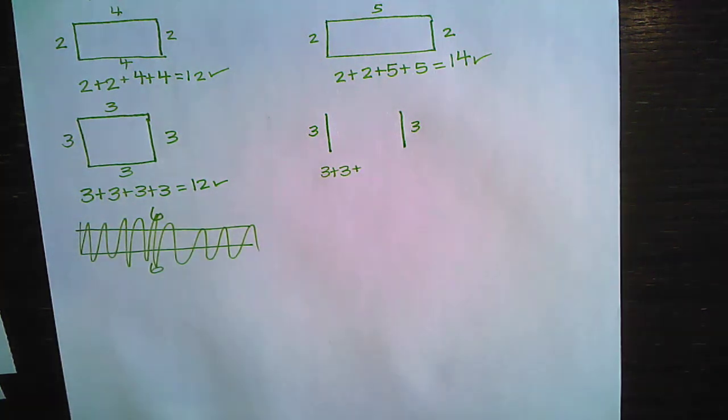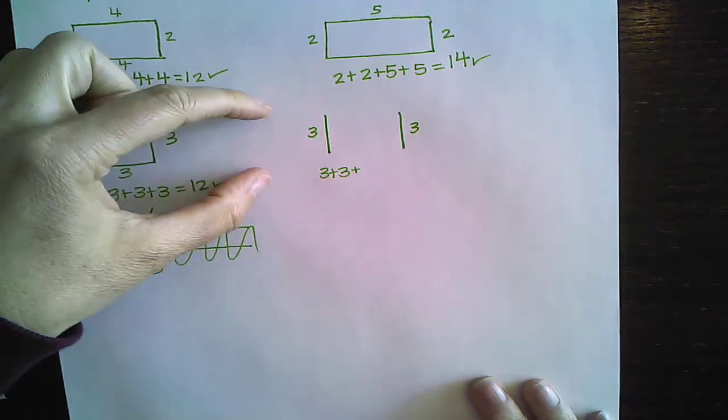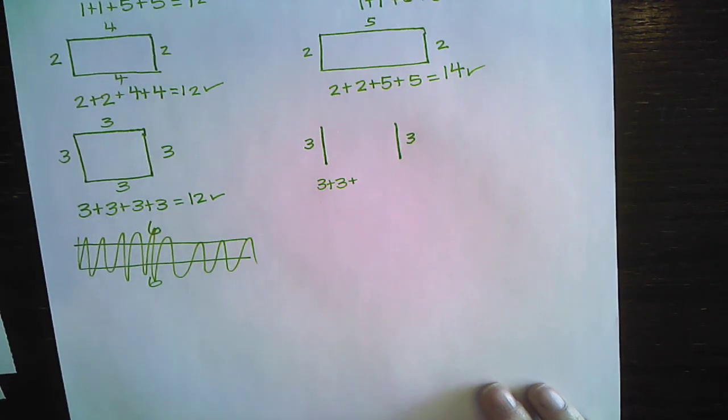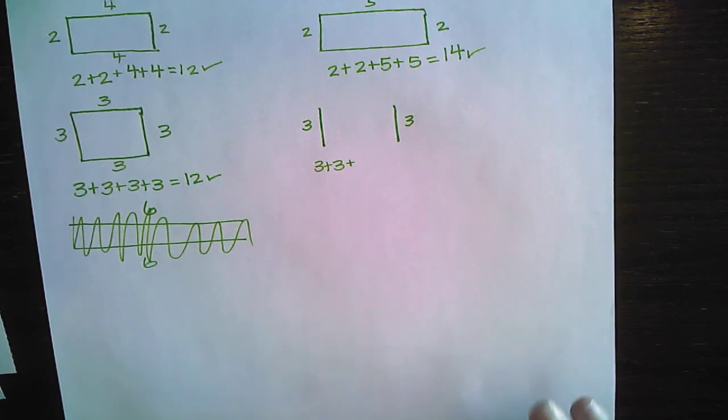What can we add to 6 to get to 14? It's not another 6, because that would be 12. You have to add 2 to that 6. Yes, it's 8. So we need to add 8 to this 6 in order to get a perimeter of 14. However, we have to divide that by 2 because we have 2 remaining sides and they must be the same side length. So 8 divided by 2 is 4.